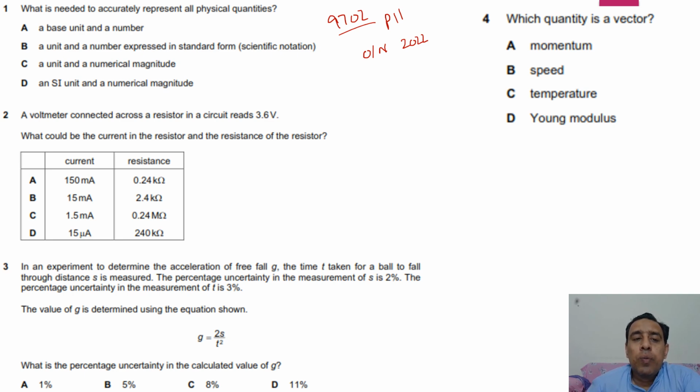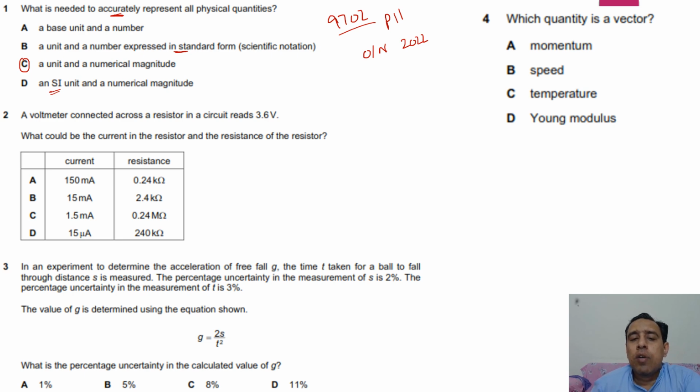In this question, what is needed to accurately represent all physical quantities? The accuracy is important here. A base unit and a number? No, it is not necessary to have a base unit. A unit and a number expressed in standard form? No need to write in standard form to improve the accuracy. A unit and a numerical magnitude. Numerical magnitude is actually the number which is required while representing some physical quantities, along with some units. Yes, it is making sense. And SI, no need to write an SI unit to get the accurate representation. So option C is the correct one.